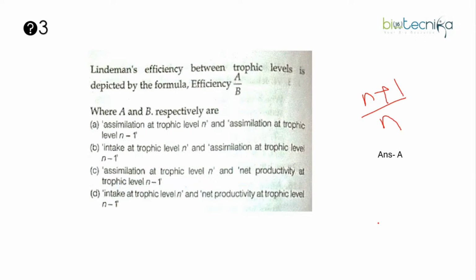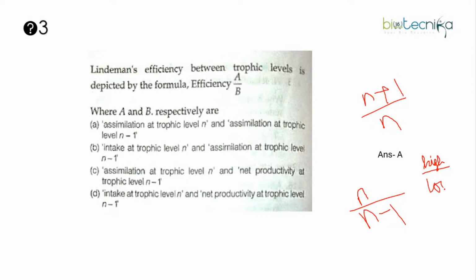Either you can write it in this way or you can write it as n divided by n minus 1, depending upon which trophic level you are considering. But it is always a higher trophic level divided by the lower one. That is the main thing.